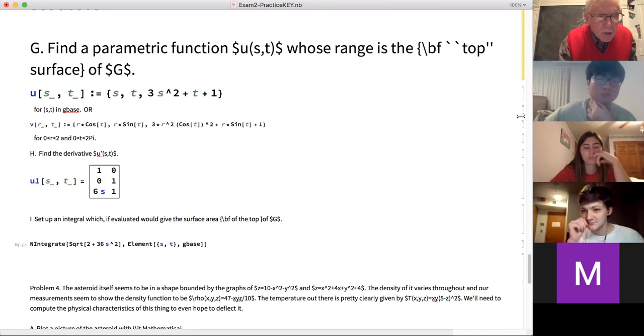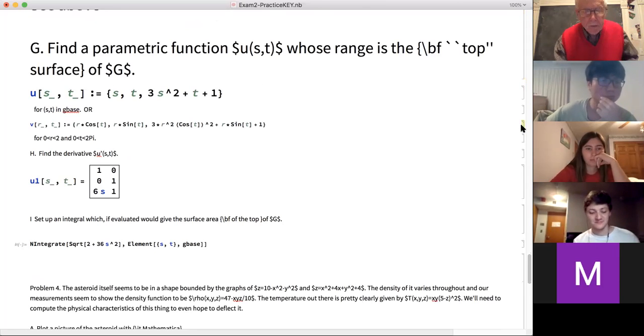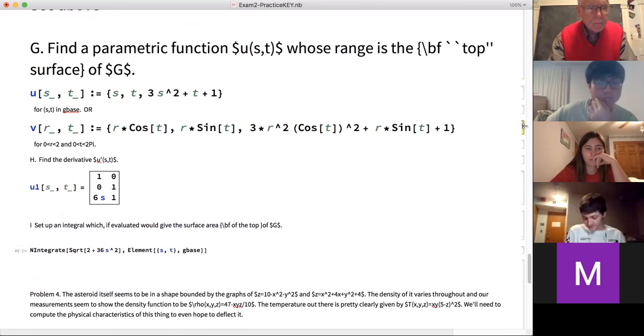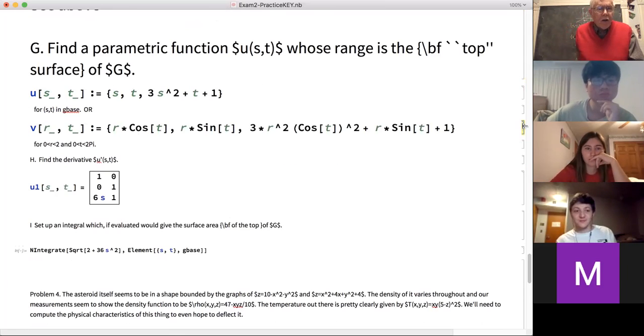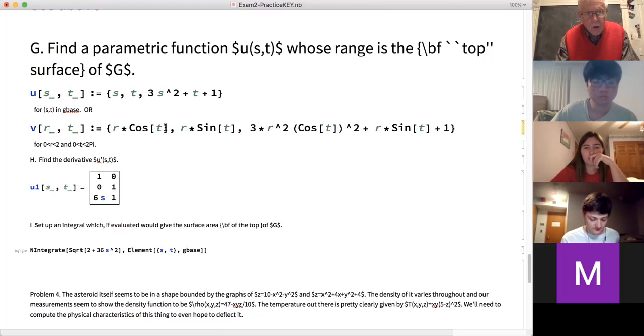S and t are in the base, and here it is in polar coordinates. r cosine t, this is cylindrical coordinates, I think. r cosine t, r sine t, and then 3x squared plus y plus 1. Notice that the x in 3x squared is the x. You don't use the variable x, you use what it's equal to, r cosine t. So that is squared, and the plus y is plus r sine t, plus 1.